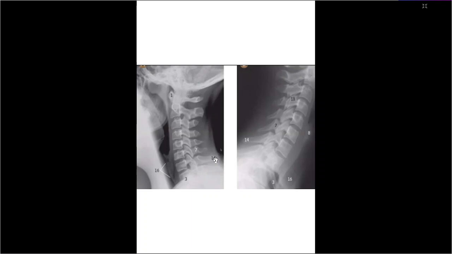A muscle attached to the spinous process. You're asking. Okay, give me just 1 minute, please. 1 minute, okay?